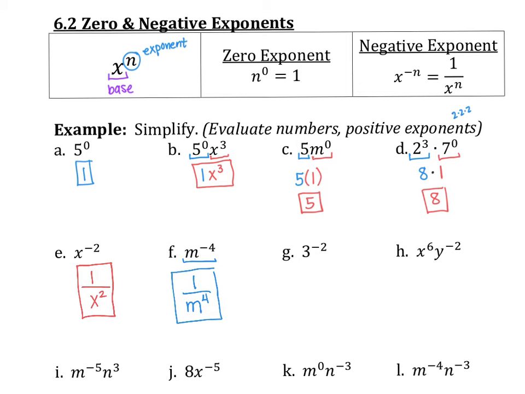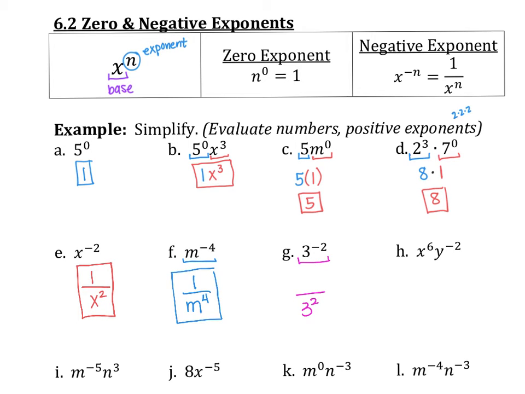Let's go to the next one. Okay, this is 3 to the negative 2. I don't like that negative exponent. If I see a negative exponent, I make a fraction line and I move it to the bottom. When I move it to the bottom, I can change it to a positive exponent.